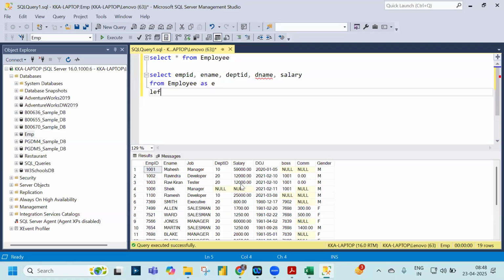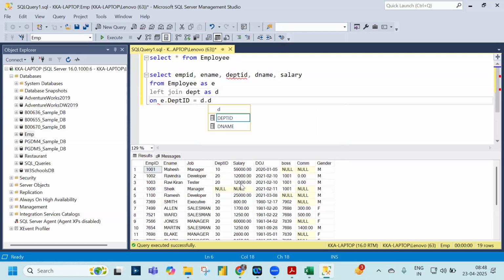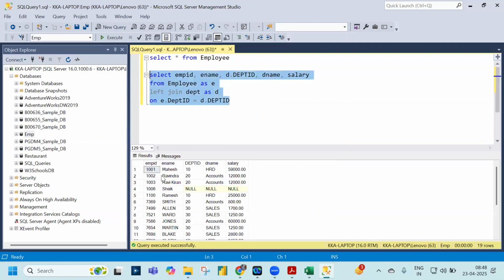Let's say do a left join with the DEPT table, consider that as D, and the common key between them is employee department ID equal to department ID. Just put it as D dot department ID. Okay, done. If I execute this, I'll get these things.